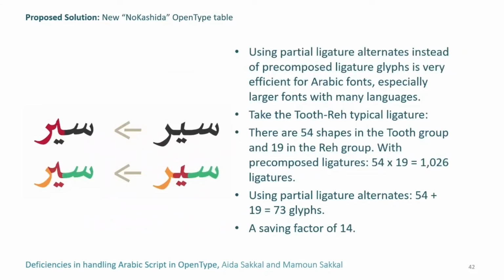In Arabic, this is particularly useful because you can provide huge numbers of ligature combinations with significantly fewer glyphs. This also makes fonts that cover many languages much smaller and easier to manage. An example with a typical ligature, final be, or tooth, with re. In a full Unicode coverage font, there are 54 shapes in the be tooth group and 19 in the re group. With precomposed ligatures, we would need 1,026 ligatures, 54 teeth times 19 re. Using a partial ligature alternate, we would only need 73 glyphs, 54 teeth plus 19 re.